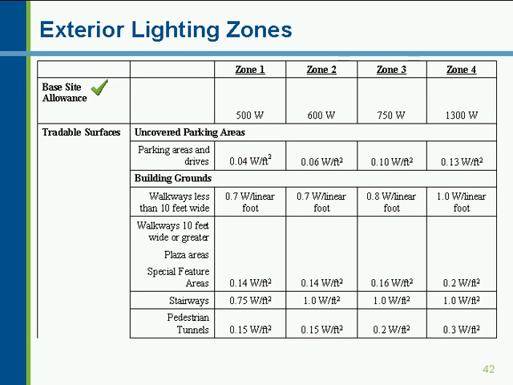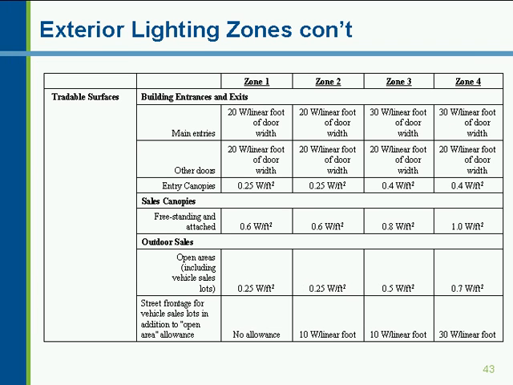You'll see that in general the allowance goes up as you go from Zone 1 to Zone 4, recognizing the fact that in Zone 4 you need a lot more lighting for most applications. Here's a second part of the table that covers the rest of the tradable surfaces, and again you'll see that for the most part they start low in Zone 1 and go up to Zone 4. In one case here, for example, outdoor sales, street frontage, there's no allowance, and that somewhat recognizes the fact that in Zone 1 you're probably not going to have any street frontage, but even if you do, there's no allowance given for that.